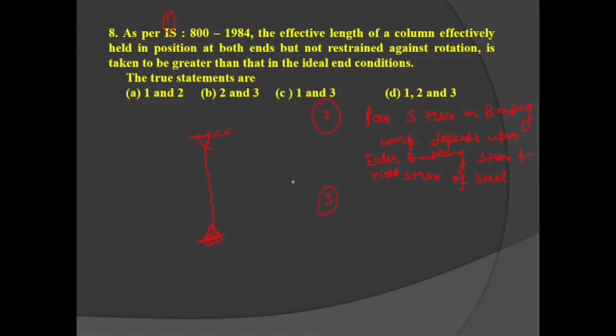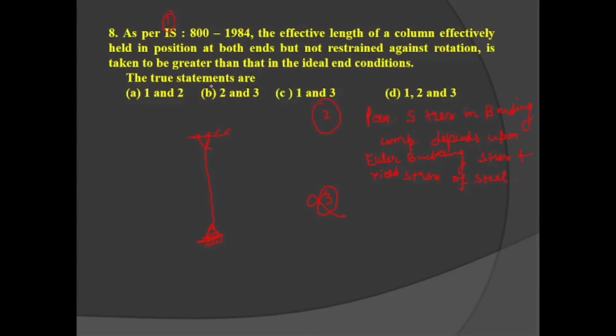Statement number 3 is also given: effective length of a column effectively held is greater than in ideal conditions. Statement three is not okay. So we have to find out the true statements. Only statements 1 and 2 are true.